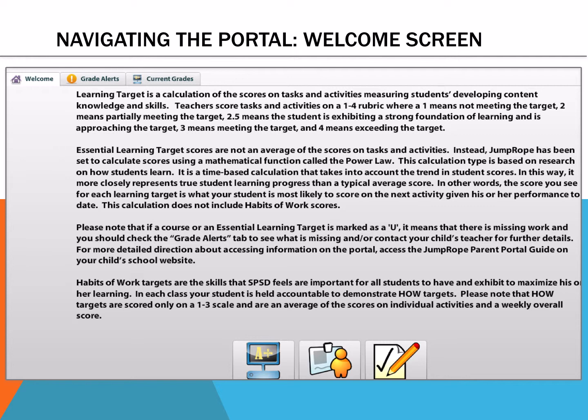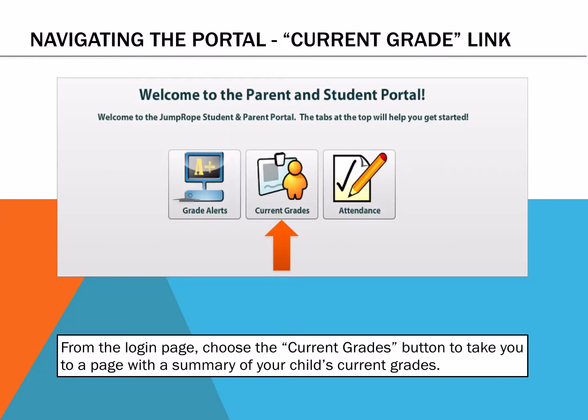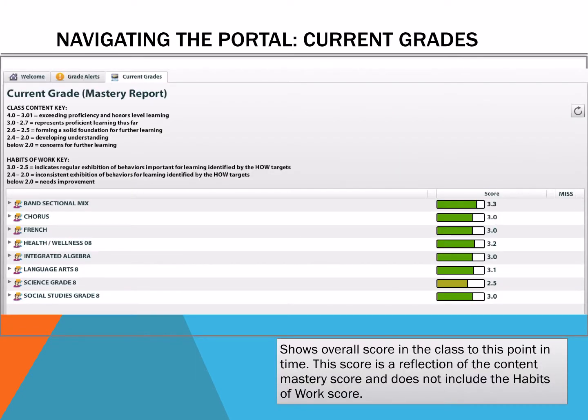Once you've logged in, you'll see that you're taken to the welcome screen. At the bottom of the welcome screen, there are 3 icons to choose from. We do not use the attendance function in JumpRope, so you will not see any information when you click on that icon. Start by choosing the Current Grades icon. You can also click on the Current Grades tab at the top.